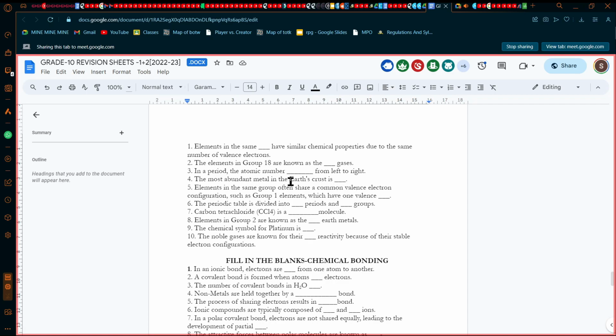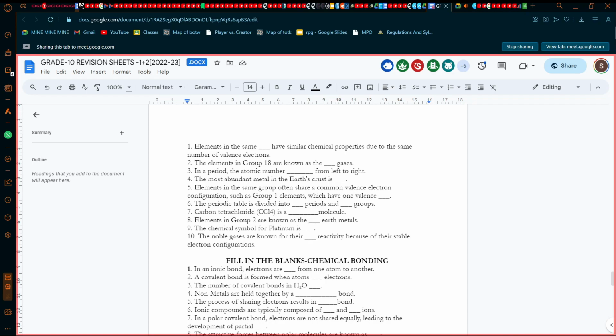Elements in the same group often share a common valence configuration. One valence electron? Oh my god. No, they share a common valence electron configuration. So of course they only have one valence proton. Yeah, obviously. The periodic table is divided into 7 periods and 18 groups. CCl4 is a non-polar covalent molecule.